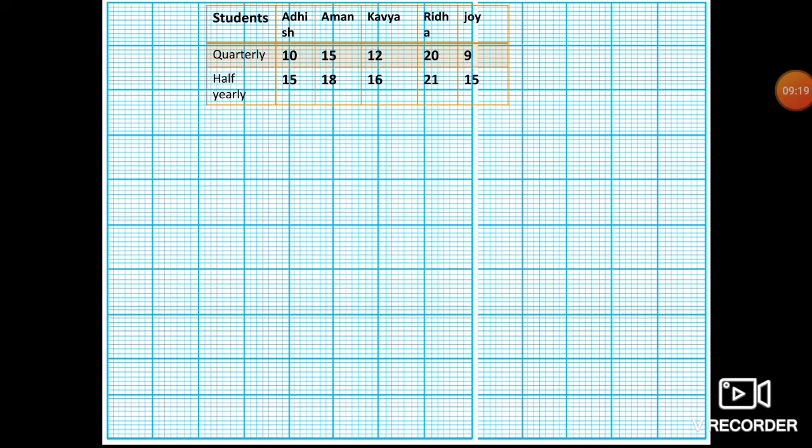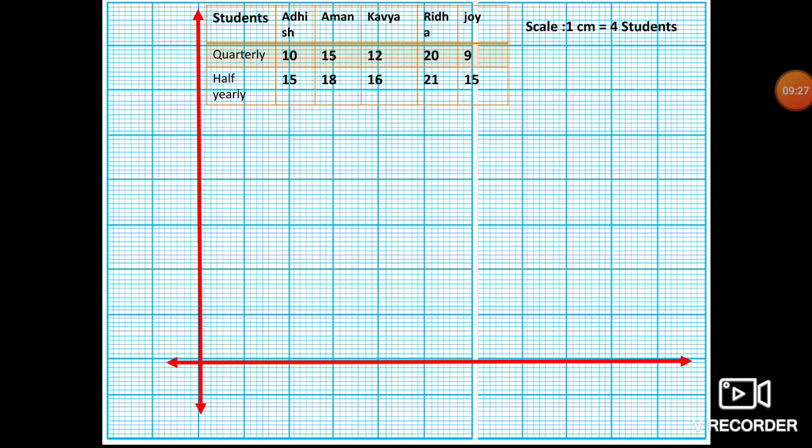Here you can see the table. First draw the vertical line, then the horizontal line. Here you can take 1 centimeter equal to 4 students or 1 centimeter equal to 2 students. No problem. Here we take 4 students, then mark. Then the numbers are 4, 8, 12, 16, 20 and 24. Students and marks. First is 10.